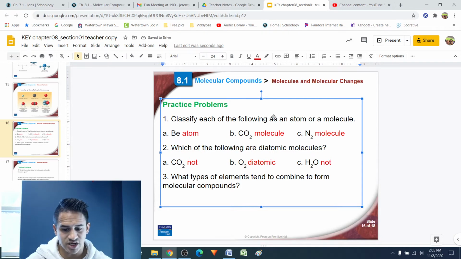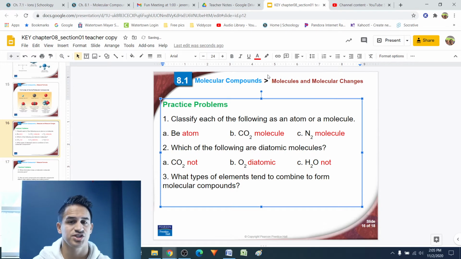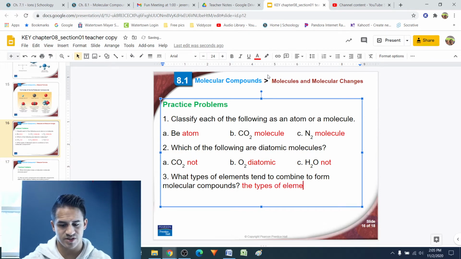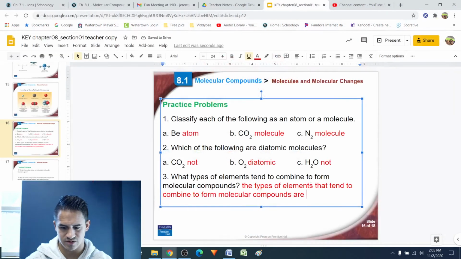All right, number 3, what types of elements tend to combine to form molecular compounds? I've already mentioned this in the first problem, but the elements that we're dealing with in this chapter that make molecular or covalent compounds are non-metals only. So the types of elements that tend to combine to form molecular compounds are non-metals. Non-metals only. Very important thing to remember.